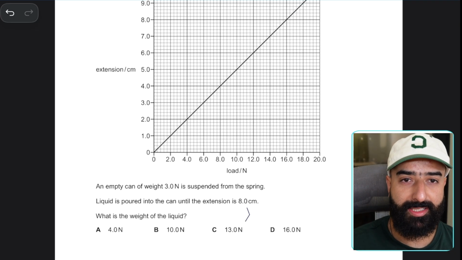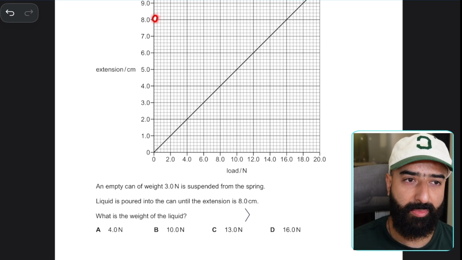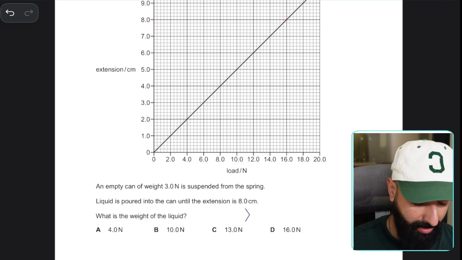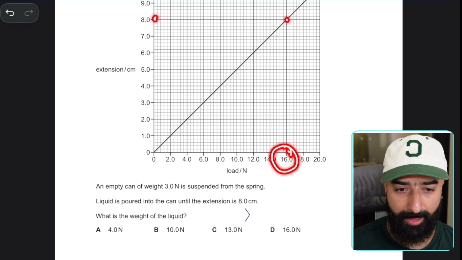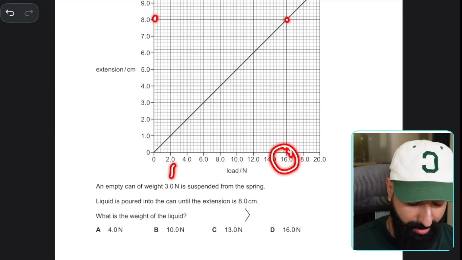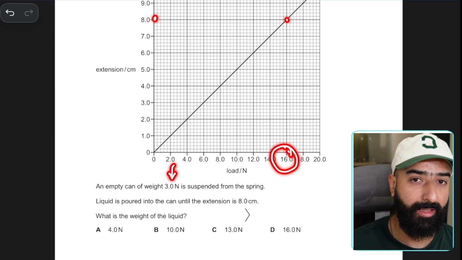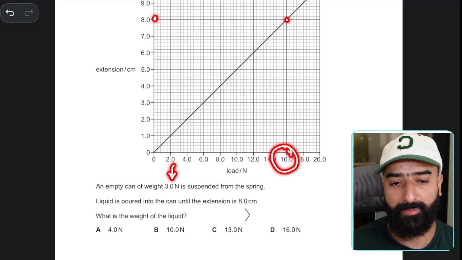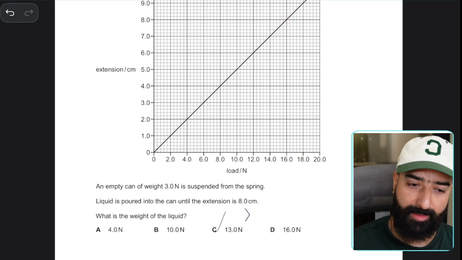The extension is 8 centimeter. Now, corresponding to 8 centimeter, what's our force? The force is 16 newtons. Okay. Out of those 16 newtons, 3 newtons is contributed by the can. So how much is left? 13. So 13 is the correct option. Does that make sense?